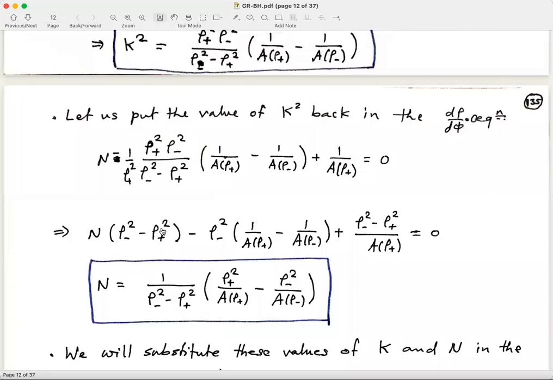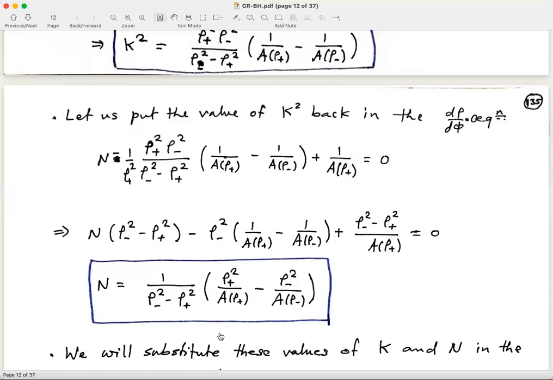With a little bit of massaging, you multiply by rho minus squared times rho plus squared everywhere. Rho plus squared cancels out here, so you have rho minus squared times 1 over a of rho plus minus 1 over a of rho minus, and this has a term which is rho minus squared minus rho plus squared, multiplying the entire equation. Now you can see that even here some of the terms get cancelled. Rho minus squared upon 1 over a of rho plus cancels here, and it's replaced by this quantity. It's a nice symmetric function: rho plus squared upon a of rho plus minus rho minus squared upon a of rho minus.